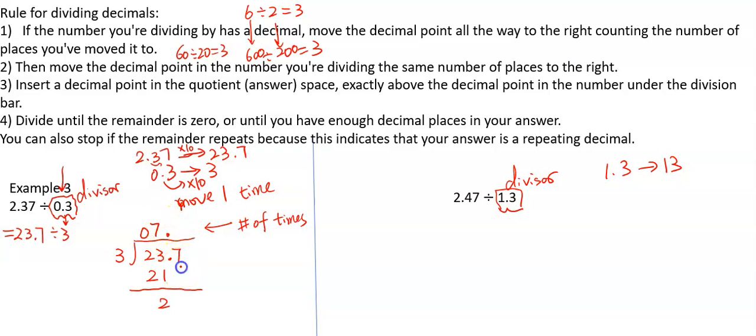Now we move down the next digit, which is 7, and we treat it like whole numbers. How many times does 3 go into 27? That's 9 times. We insert the number of times, lining up with the 7 here. And 3 times 9 gives us 27. So after subtraction, we get remainder 0. This tells us the answer is 7.9, because that 0 doesn't really do anything.